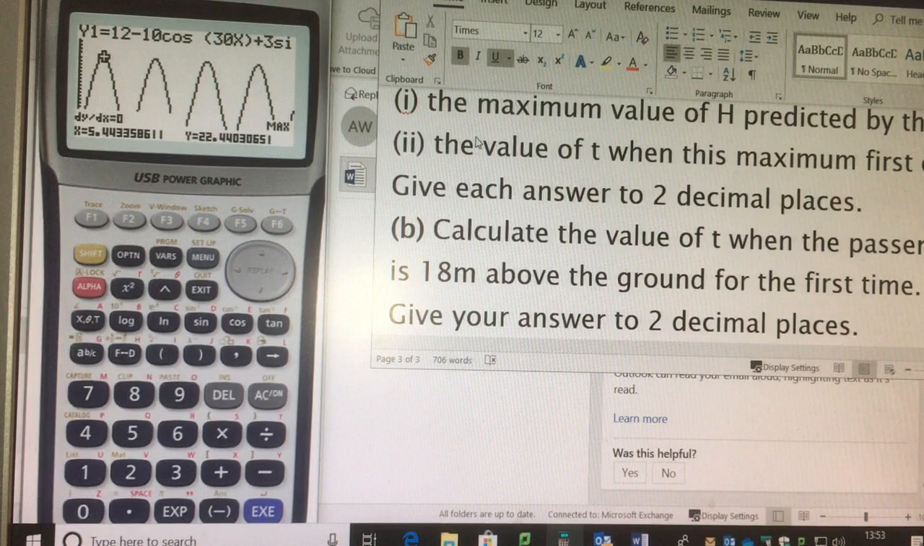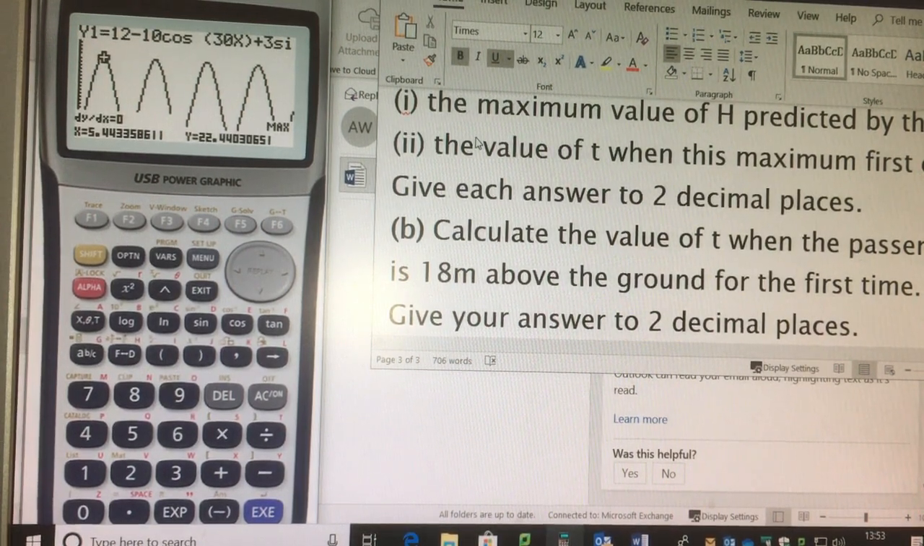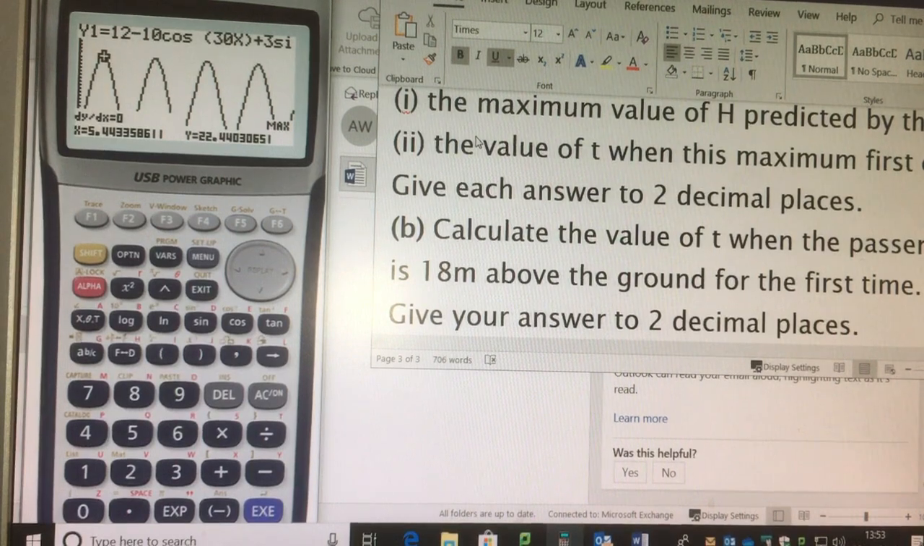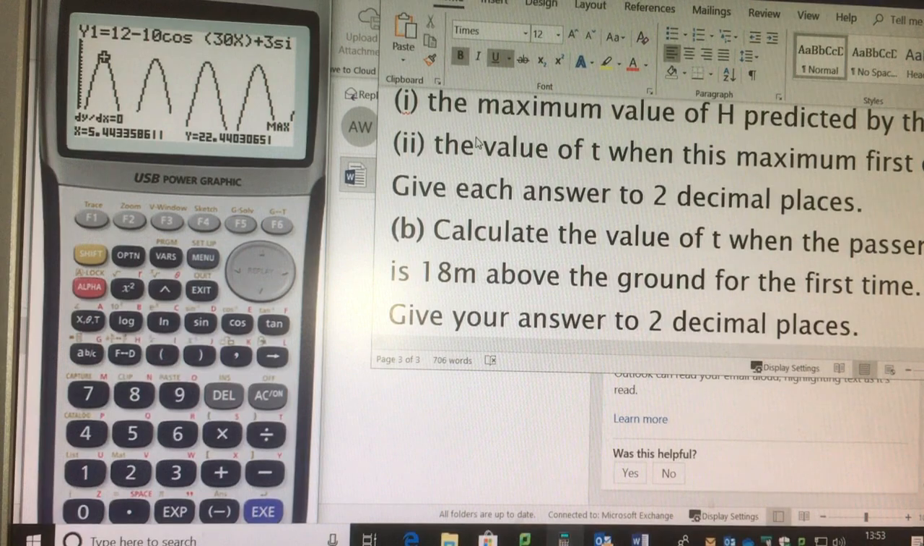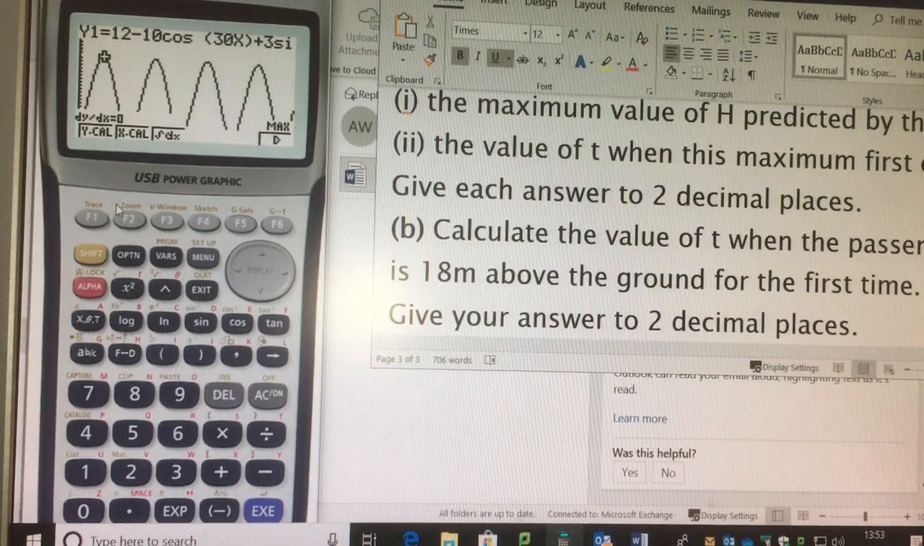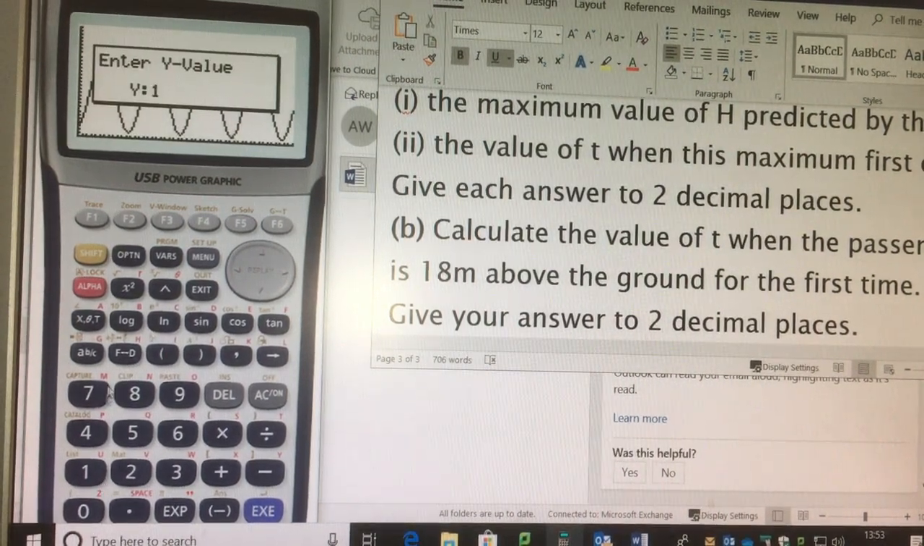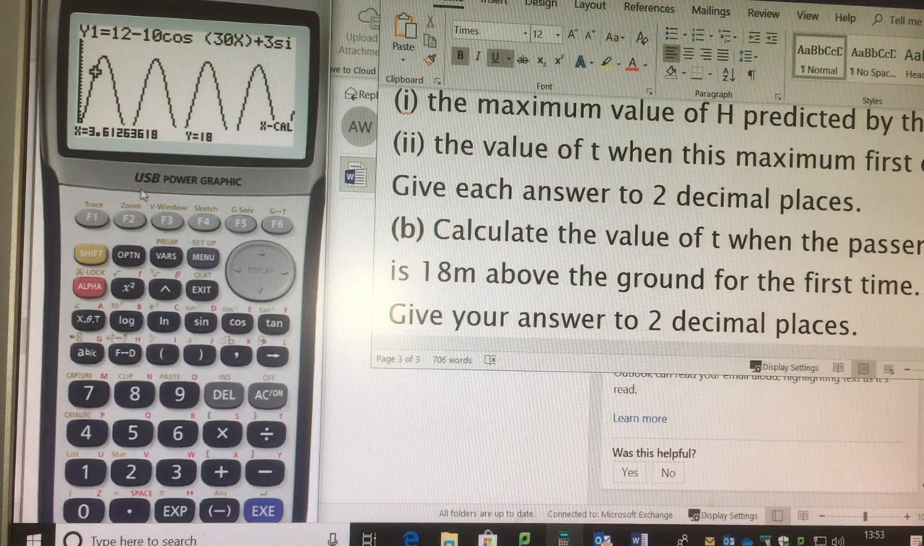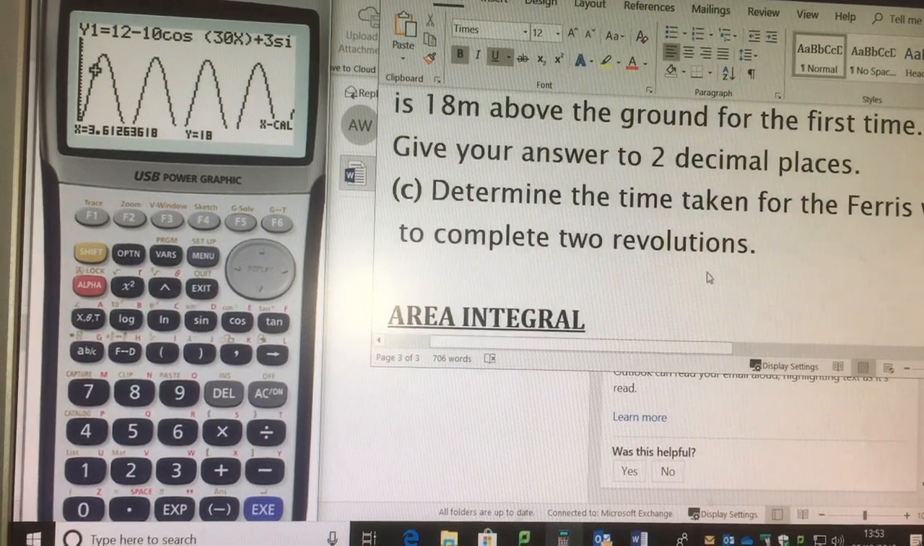How can I find the times where the person is 18 meters high for the first time? Solve y-cal, and then type in, sorry, we want x because it's the x-axis. So x-cal and then type in 18. So solve x-cal, y is 18 meters up. And we get x is 3.6 minutes.